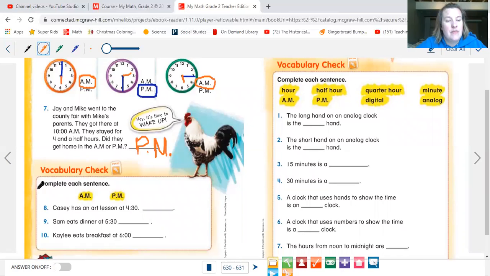All right. And then for the vocabulary check, complete each sentence. You finish the sentences with AM or PM. Casey has an art lesson at 4:30. Sam eats dinner at 5:30. Kaylee eats breakfast at 6 o'clock.